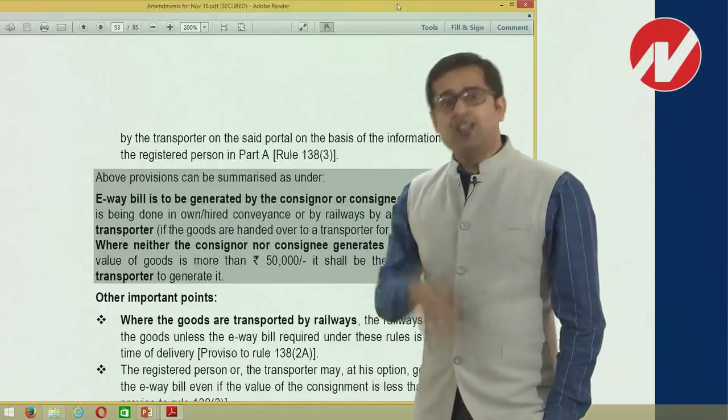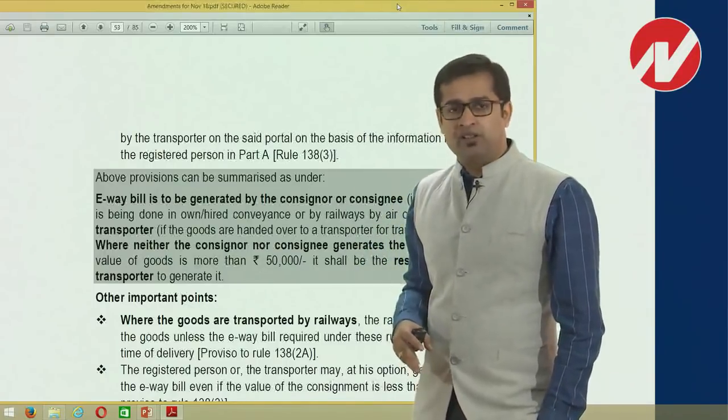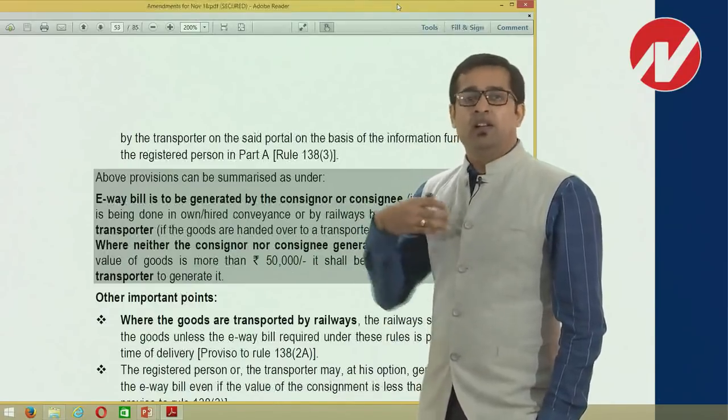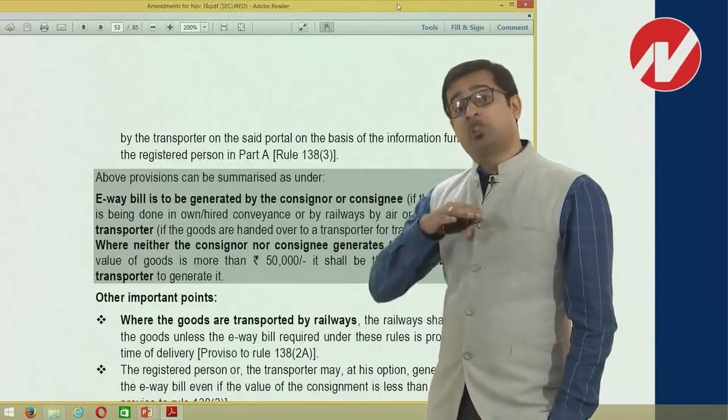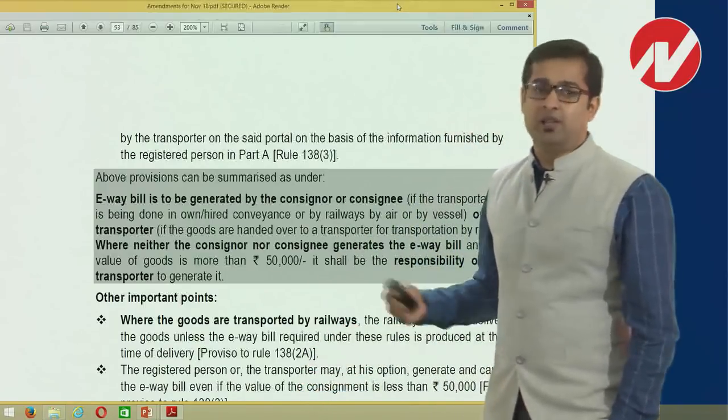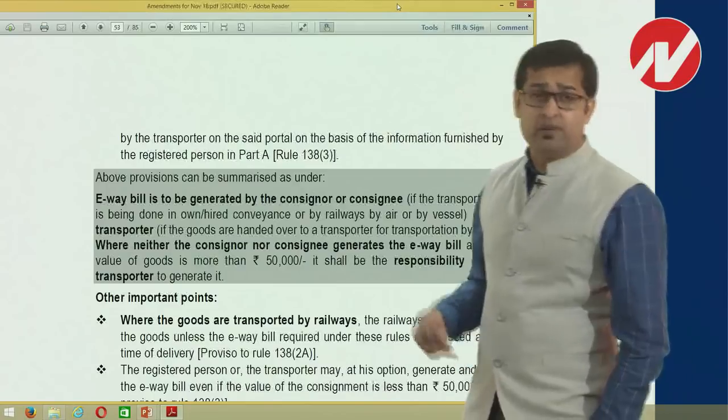So, voluntary basis pe aap EVA bill generate kar sakte ho. Compulsory nahi hai toh kya hua? Nobody can deny EVA bill because that is a proof which is there for movement of goods. So, movement of goods ka proof karne ke liye, proof rakhne ke liye bhi aap EVA bill generate kar sakte ho.